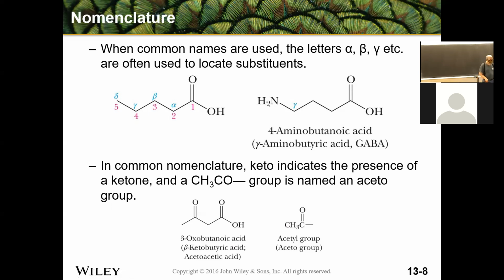All right, in common nomenclature, keto indicates the presence of a ketone. We're going to use oxo, which is the IUPAC. So this is 3-oxobutanoic acid. And then this substituent is called an acetyl group.